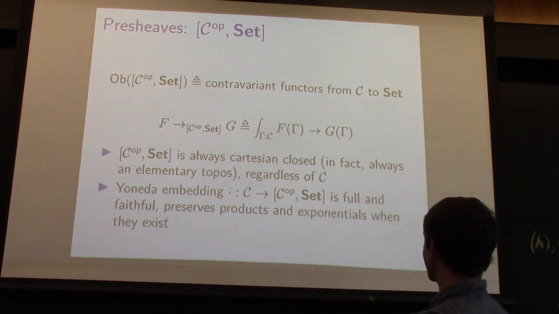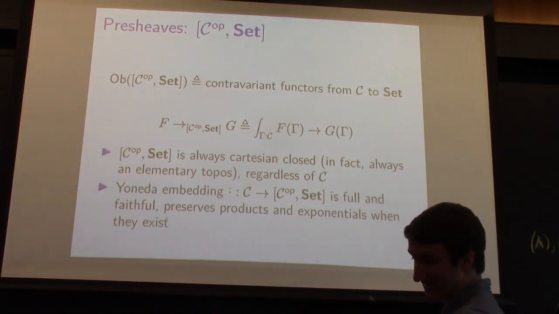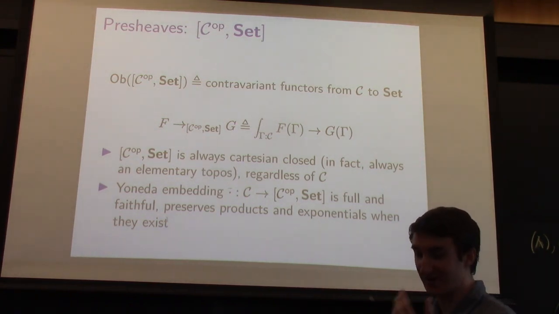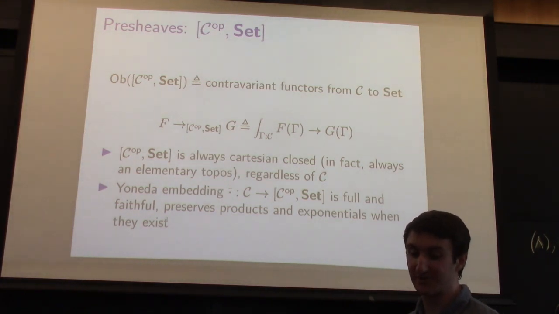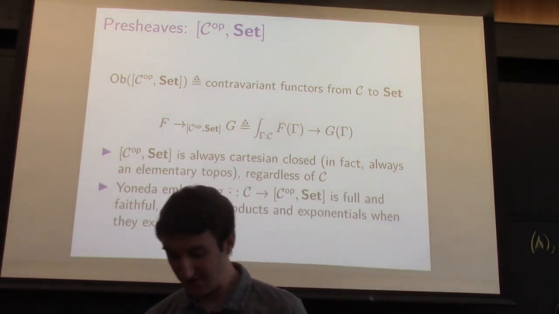So presheaves are great for this because they'll take any category and they'll add in products and exponentials, and they'll preserve products and exponentials when they exist.